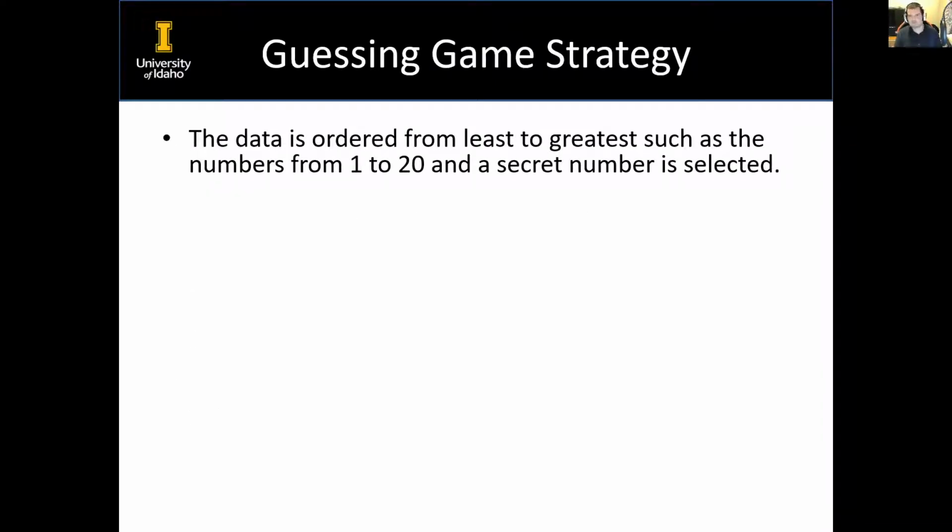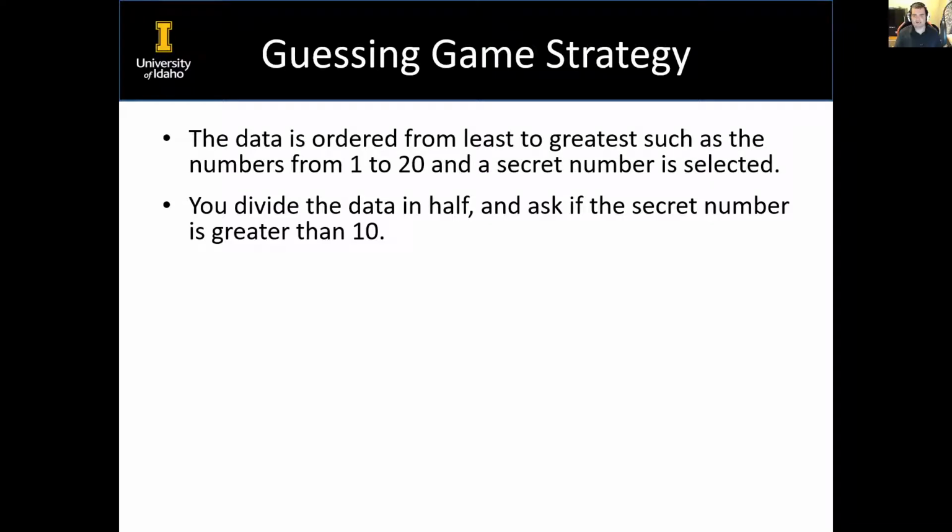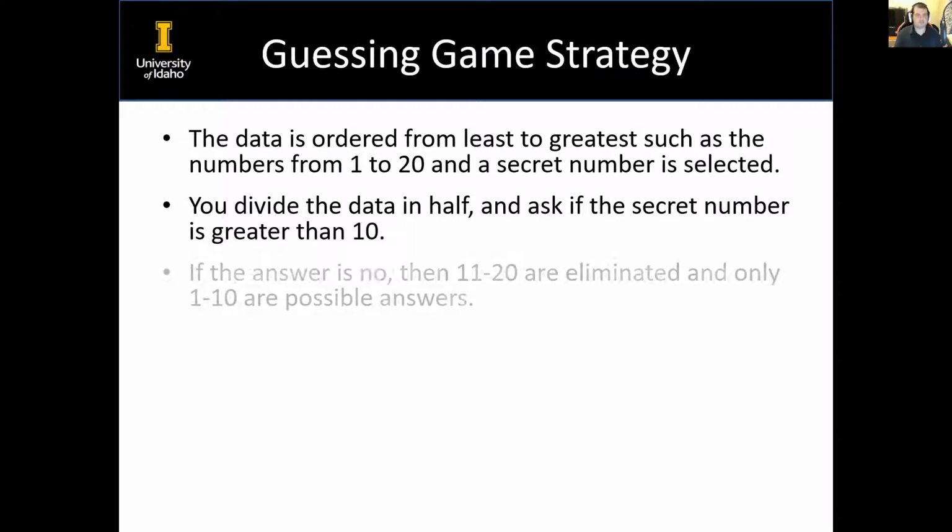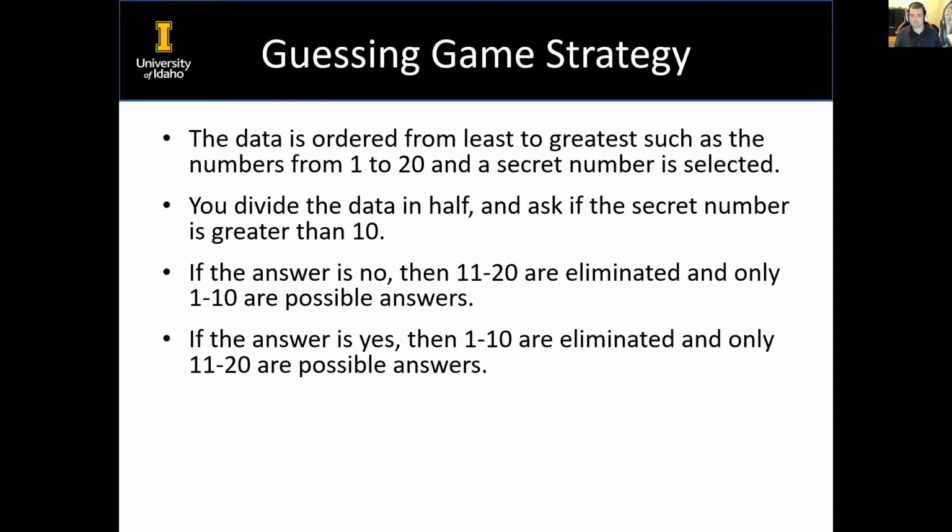So our guessing game strategy here is, if we had a number from 1 to 20 and we choose a secret number, we divide that data in half and ask if the secret number is greater than 10. If the answer is no, then the numbers 11 through 20 are eliminated, and only 1 through 10 are possible. If the answer is yes, then the numbers 1 through 10 are eliminated and only 11 through 20 are possible.